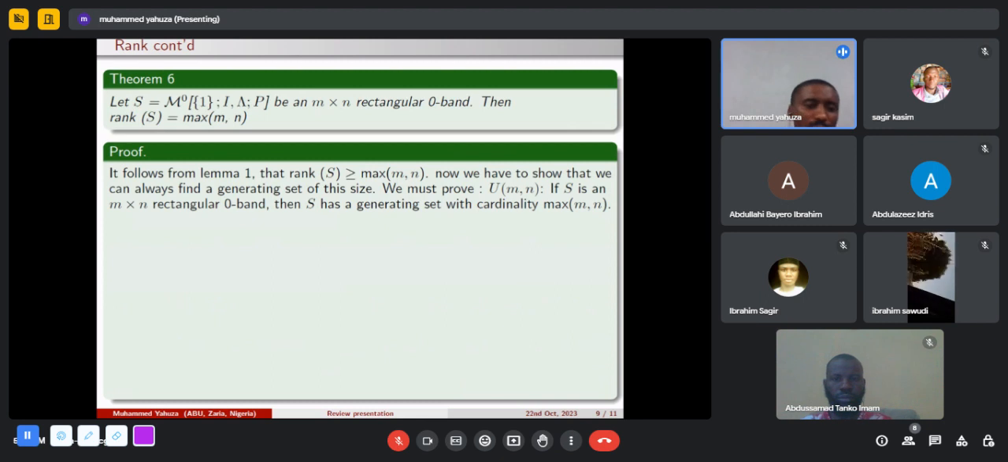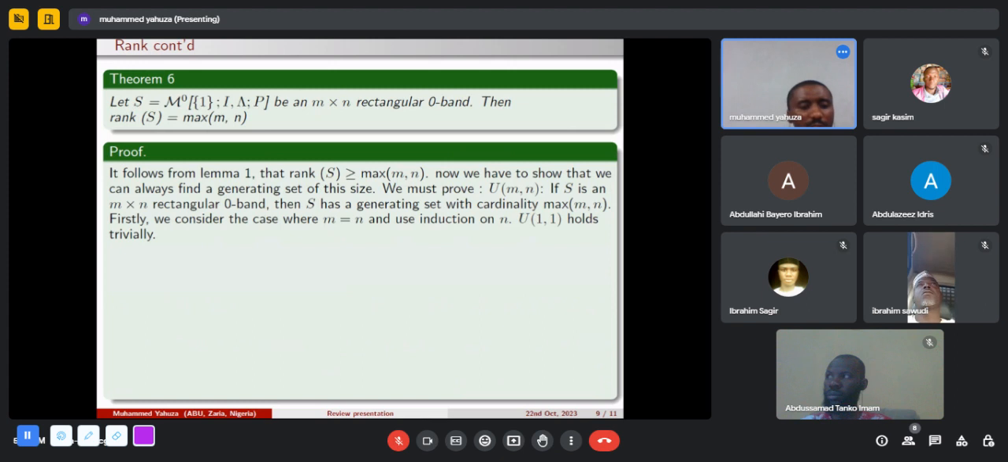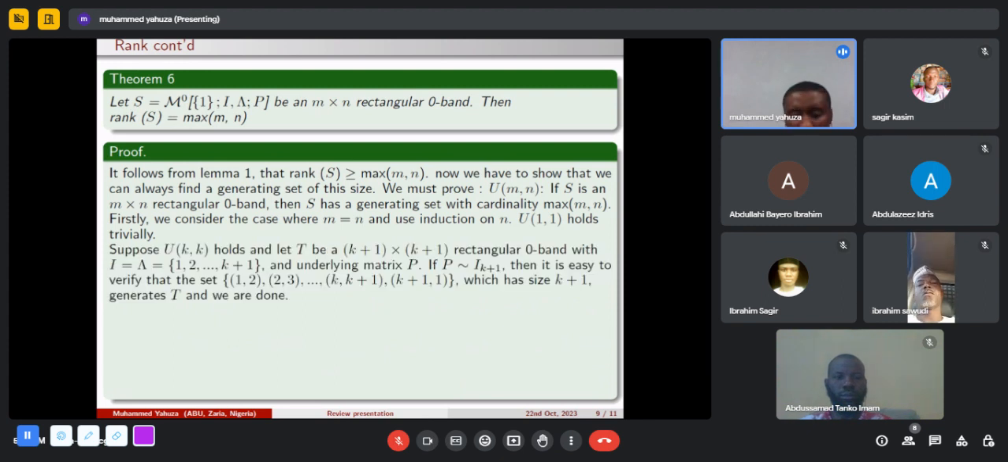Now we have to show that we can always find a generating set of this size. We must prove u of m, comma n: if S is an m by n rectangular zero band, then S has a generating set with cardinality maximum of m, comma n. First, we consider the case where m is equal to n and use induction on n. So u of 1, comma 1 holds trivially, because if n is equal to m and we have just one row and one column, then the result holds trivially. That is, nothing to show.